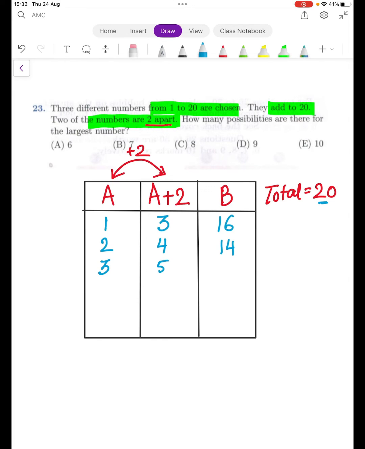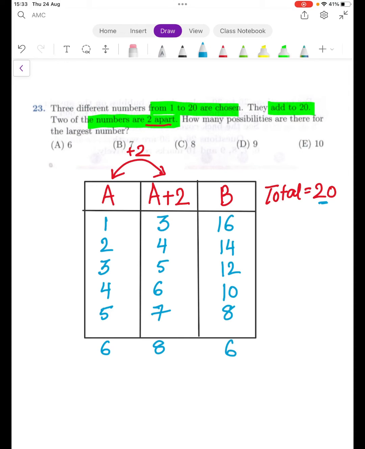Similarly, if this was 3, this has to be 5. That's 8. That means the third number has to be 12. If this is 4, this has to be 6. That's 10. That means the last number has to be 10. If this was 5, this has to be 7. 5 plus 7 is 12. That means we need 8 more. All right, it's going on well. If this was 6, one of the other numbers has to be 8, 2 more, and 6 plus 8 is 14. That means one more should be 6.